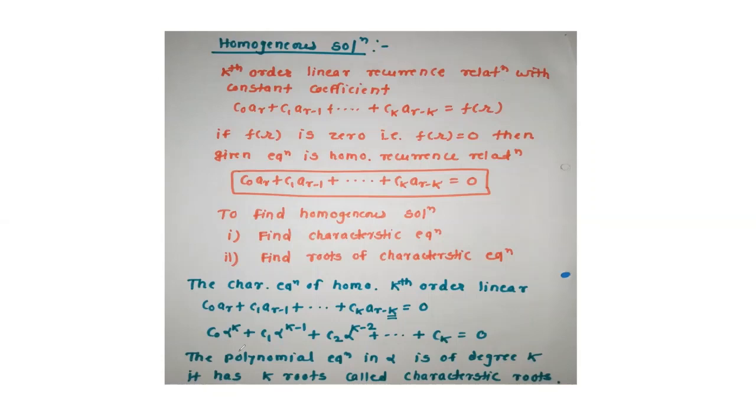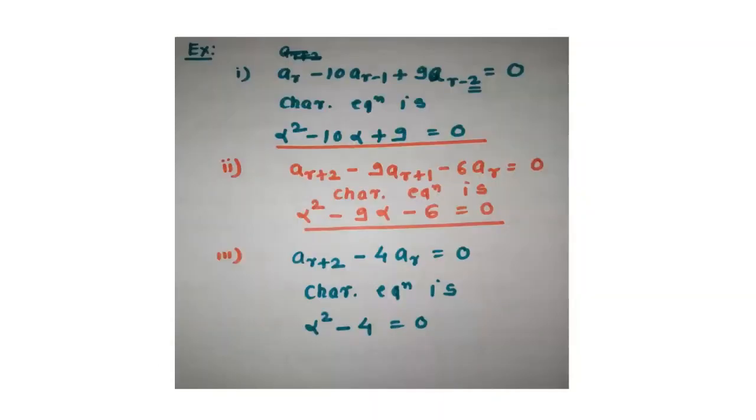It is a polynomial of degree k. It has k roots called the characteristic roots. So using this polynomial equation in alpha of degree k, we have to find out the roots of that characteristic equation. Next we have to find out the roots of the characteristic equation. We'll see an example of how to find this characteristic equation.